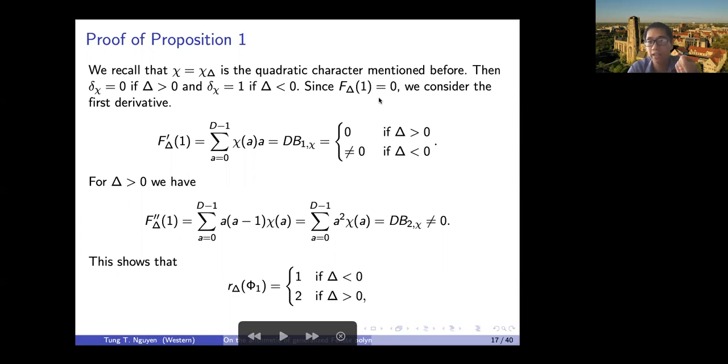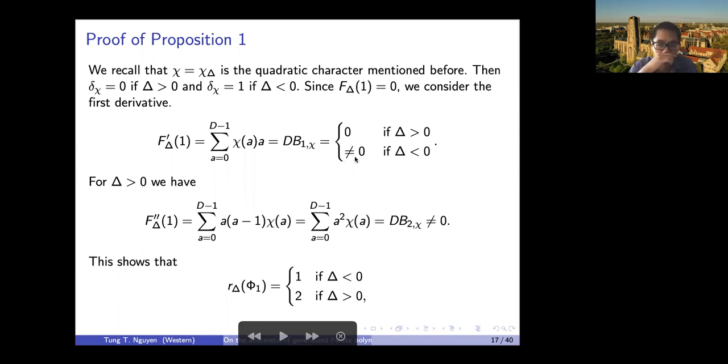So now we consider higher derivatives. The first derivative is given by this formula, the sum of chi of a times a, and it is equal to d times the first Bernoulli number. This will be 0 by the previous theorem if delta is bigger than 0, but it's not 0 if delta is less than 0. So in the case where the character is odd, we already know the multiplicity, which is 1.